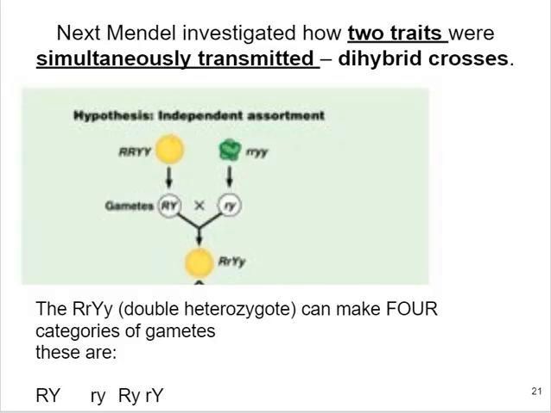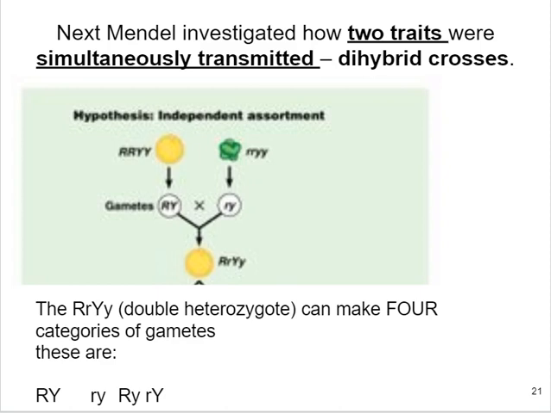Mendel worked with pea plants, and Mendel studied 7 different characteristics. So he was able to pick 2 of those 7 and study their inheritance simultaneously. In this example, he is looking at pea plants, and he's focusing in on the pea seeds, and he's looking at both their shape and their color.